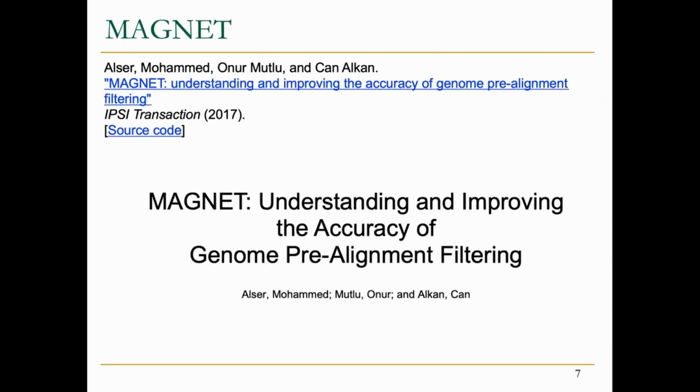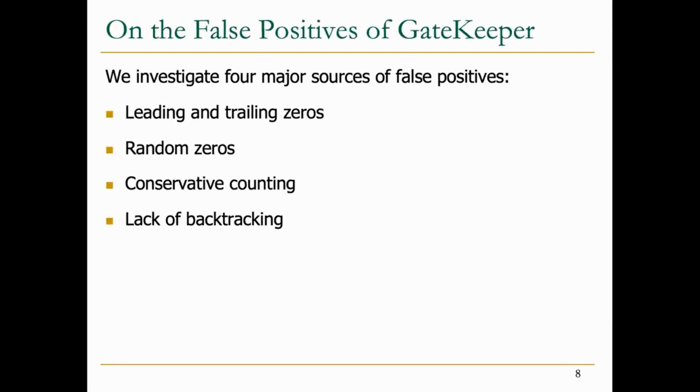Okay, so let's go quickly over MAGNET. In MAGNET, we try to analyze the accuracy of GateKeeper, and we focus on false positives. What do we mean by false positives? False positives are the things that we falsely accept. They are dissimilar, but the filter says that these are similar sequences. So we are falsely accepting them, passing them to the sequence alignment. The fewer false positives we have, the better, because we are going to reduce the workload for the sequence alignment. And since they are false positives, they are incorrect anyway.